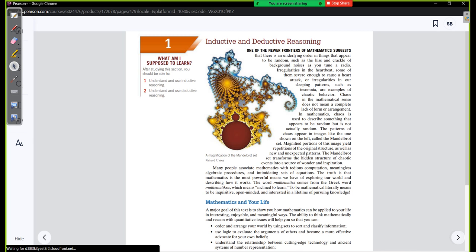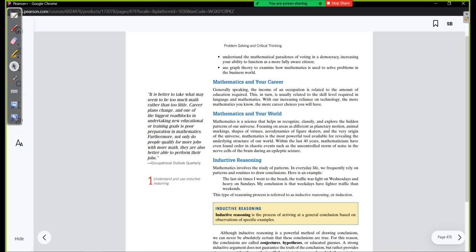Try to flip the page here. Understand the mathematical paradoxes of voting in a democracy, increasing your ability to function as a more fully aware citizen, and use graph theory to examine how mathematics is used to solve problems in the business world. Now, all those words basically sound like we're kind of pumping up mathematics.